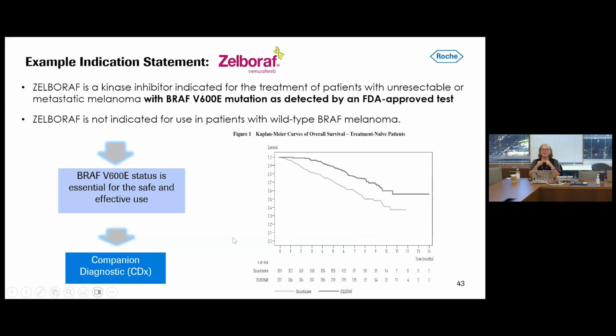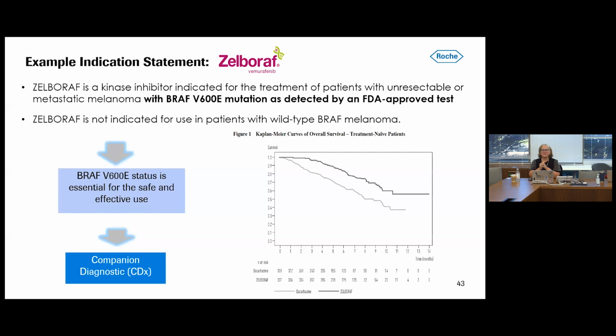So from a CDX point of view, we're looking at the intended use of the drug and the intended use of the diagnostic in a formal way, in the label of the drug and in the label of the diagnostic. Here, Zelboraf is defined as a kinase inhibitor for treatment of patients that have a BRAF V600E mutation as detected by an FDA-approved test. So all that is very specific.